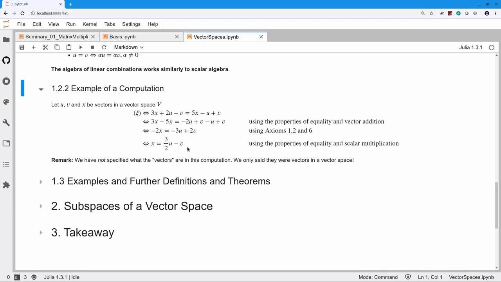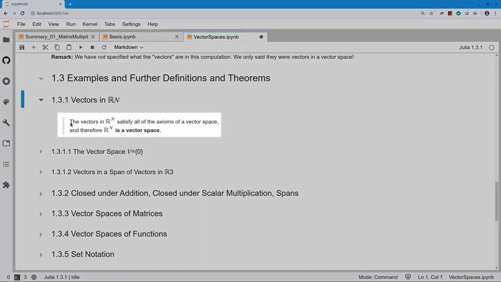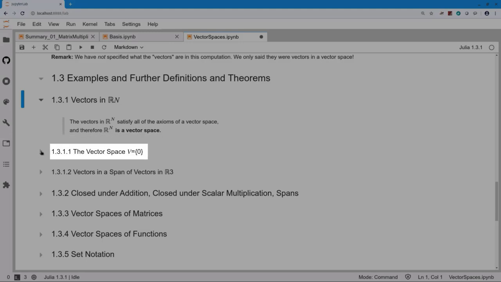So let's look at some examples of vector spaces and see what we can find. In fact, it will lead to a few further definitions and theorems. Let's start by just looking at vectors in Rn. Well, the vector space operations are modeled after how vectors in Rn behave. Those were a theorem in the beginning. So, unsurprisingly, Rn is indeed a vector space. So, no problem there.